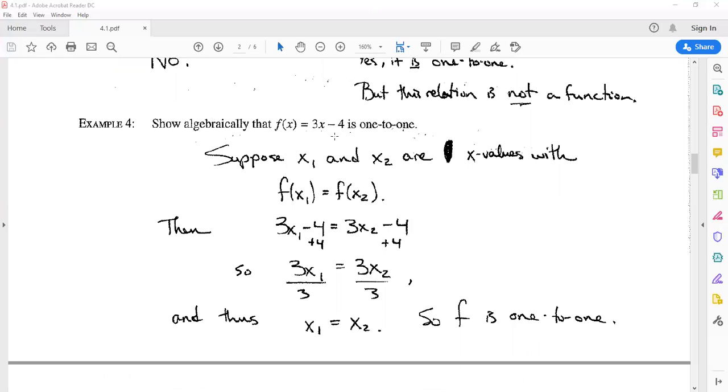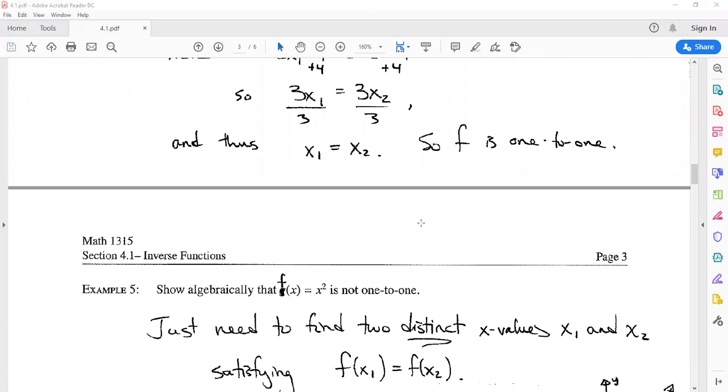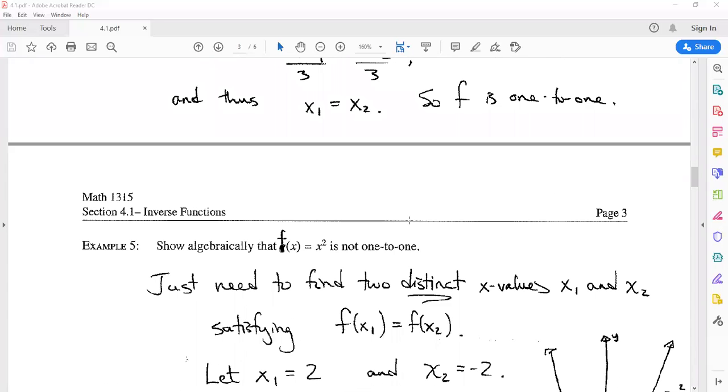How about you show it graphically? Well, you could graph this line and observe that by the horizontal line test, there is no horizontal line that is crossing this graph more than once, so this function is one-to-one. Okay, and now let's see, how might you show that a function is not one-to-one? This is a little bit easier. You just have to find two different x values that have the same function value.